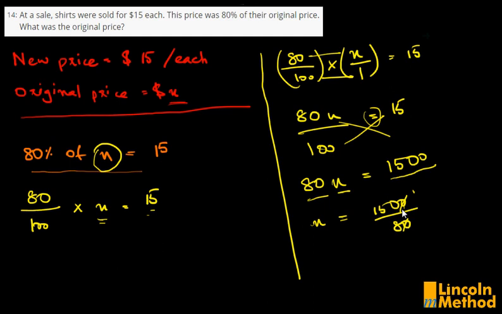And what that should give us is 18.75. So X equals 18.75. And since we're talking about money here, let's not forget to add the dollar sign. So 18.75 was the original price. I'll write this down in front of the question. So $18.75 was the original price of each shirt.